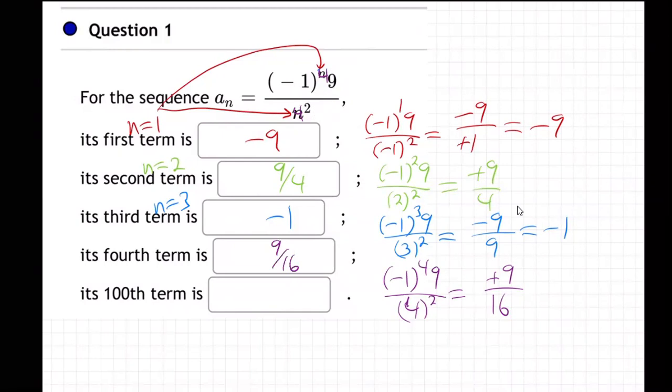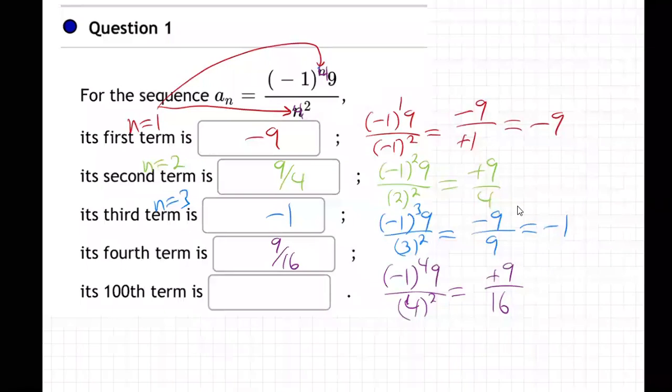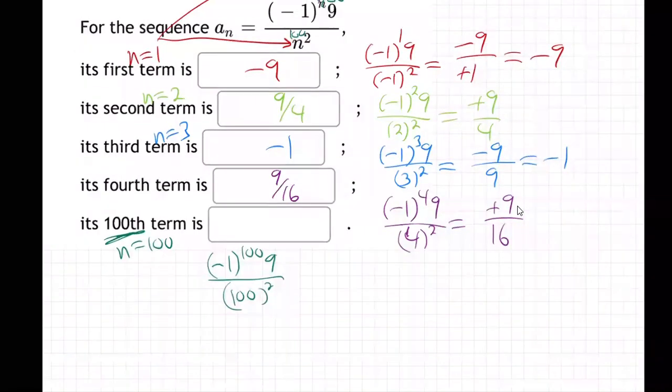All right, one more. Let's plug in a 5. Oh no, 100. Now it wants us to plug in 100. So plug in n equals 100. So 100 there and 100 there. So we get minus 1 to the 100 times 9 over 100 squared. So what is minus 1 to the 100th power?